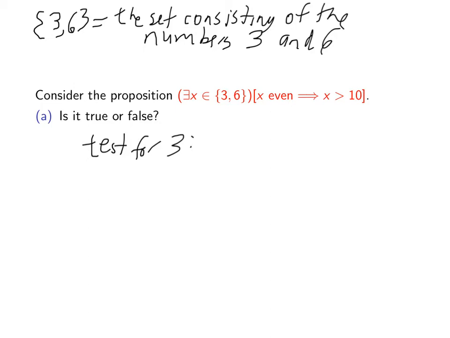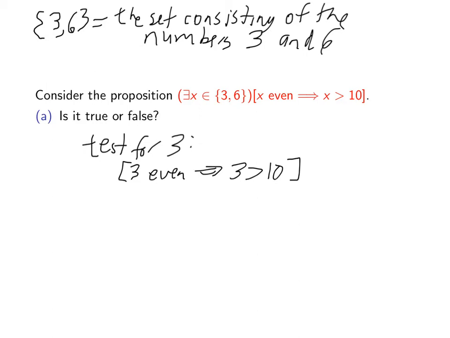Okay, so testing it for 3. That would mean that we're testing the following proposition: 3 even implies 3 bigger than 10. Now a lot of you looked at this and said, oh, well, 3 is obviously not bigger than 10, so this has to be false. But remember what an implication means. An implication can only be false if the premise is true and the conclusion is false.